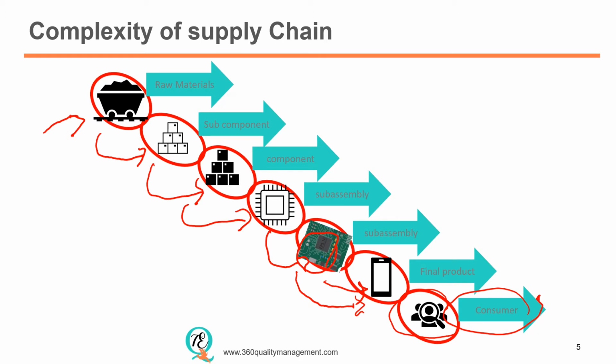So you can see that in a smartphone, there will be maybe hundreds of thousands of components or parts inside, and this has to go through the entire supply chain before it can reach the final consumer. We will look at a more detailed smartphone supply chain in the next slide.